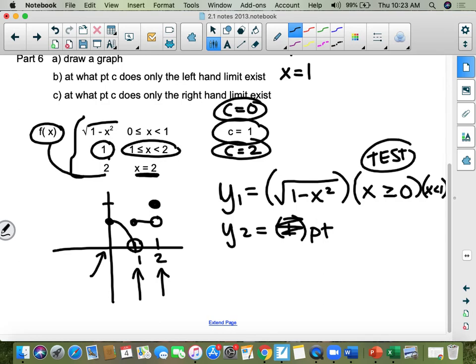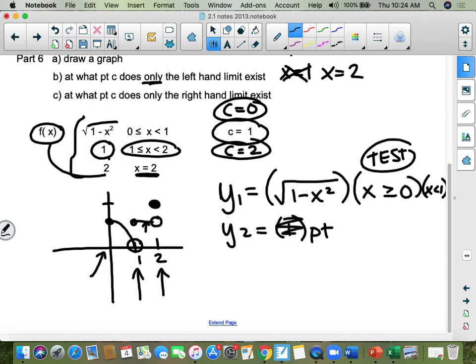And at what point C does only the left-hand limit exist? Well, if you're talking only, we can't do this one because the right-hand limit exists at 1 also. The only spot where only the left-hand limit exists is x equals 2. It's right here. It only has a one-sided limit and it's a left-hand.